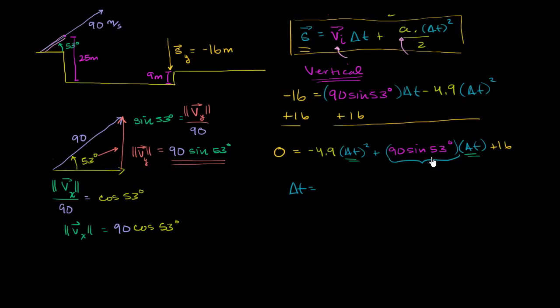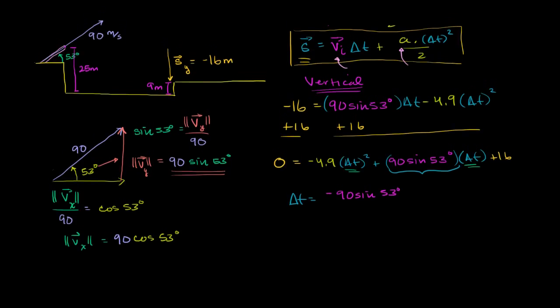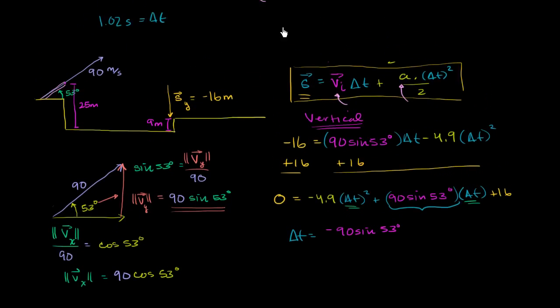B is this term right here, the coefficient on the delta t. So it's going to be negative 90 sine of 53 degrees. I'll write the quadratic formula up here for those of you who don't fully remember it. If I'm trying to solve ax squared plus bx plus c is equal to 0, the roots are going to be negative b plus or minus the square root of b squared minus 4ac, all of that over 2 times a.